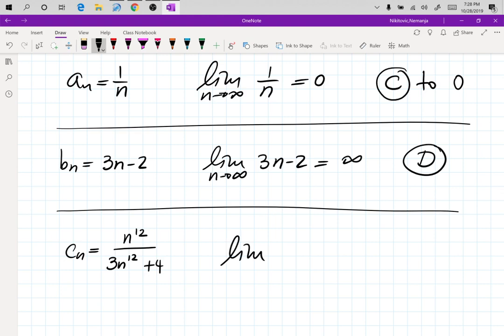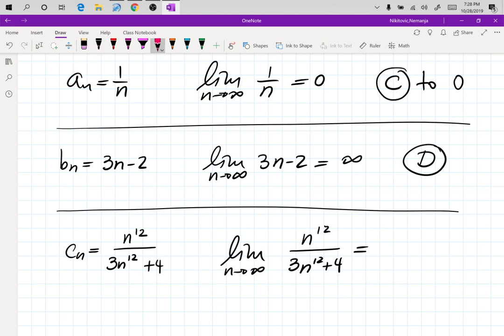So we will take the limit as n goes to infinity of n to the 12 divided by 3n to the 12 plus 4. And you said 1/3. The answer is correct. Why? Divided by the highest power. Excellent. From Calculus 1, section 2.5, when you have two polynomials, you will divide every term by the highest degree present, in this case n to the 12.